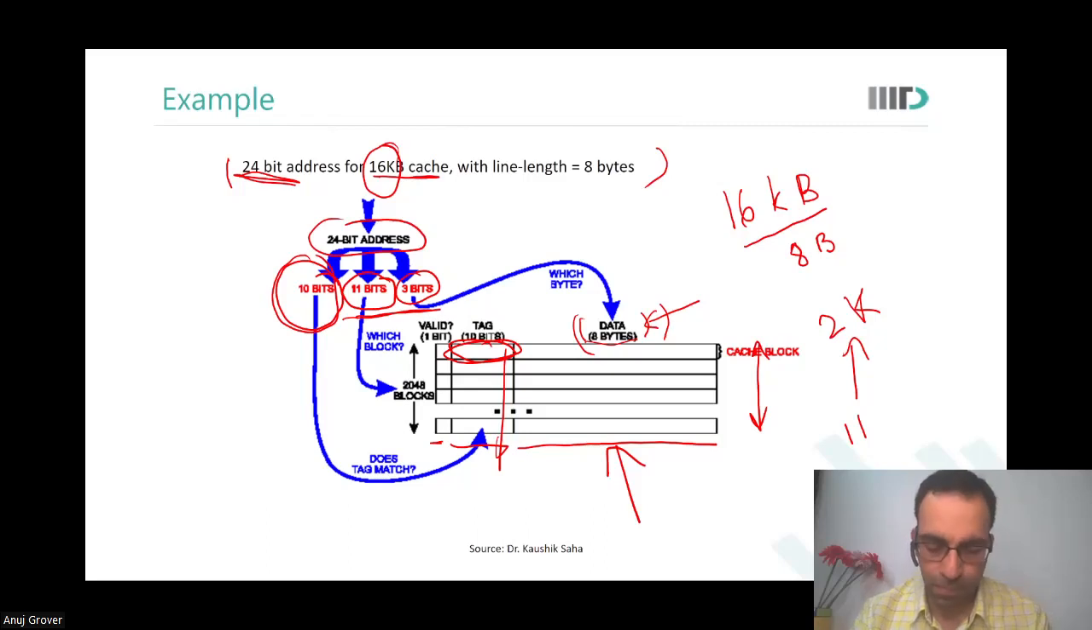Sir, matlab, like different blocks, jo ek tag hoga, that will be referring to multiple blocks. I mean, multiple blocks can have the same tag. Yes.